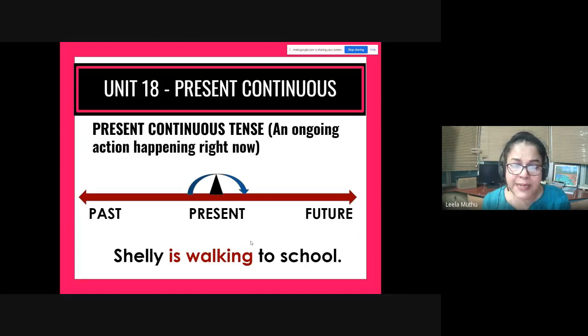So present continuous tense, an ongoing action happening right now. So as you can see in the present, in the center, you can see the arrow which is curved, which shows an ongoing action. It is not stopped yet, but it is happening right now without stopping. Like I am teaching. I am teaching you right now. It's still continuing. I haven't stopped teaching you.